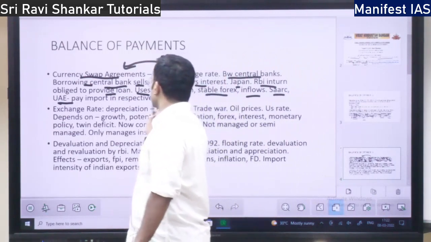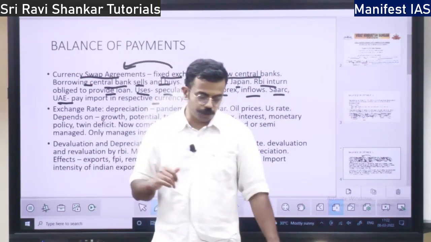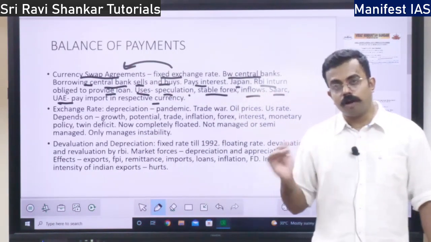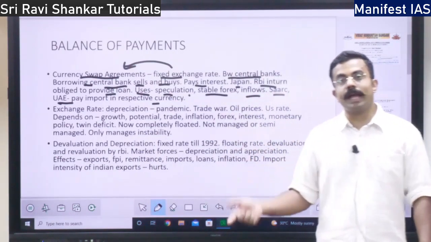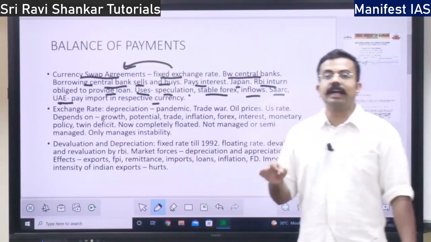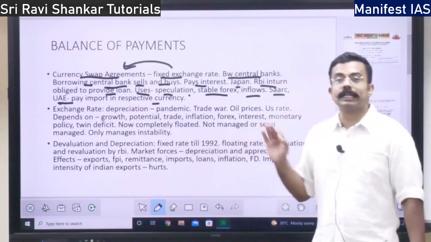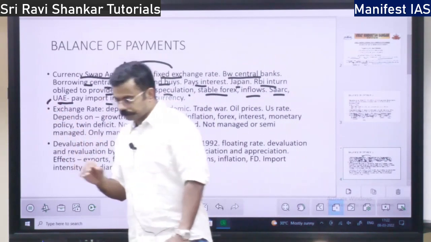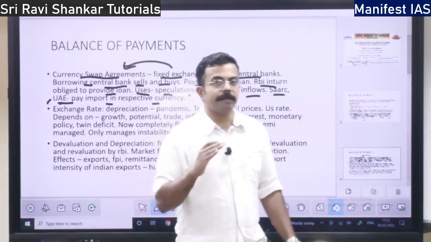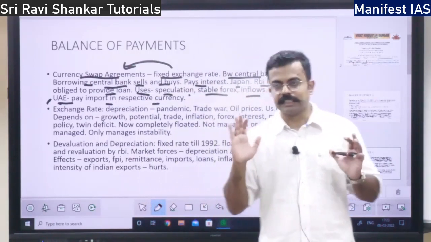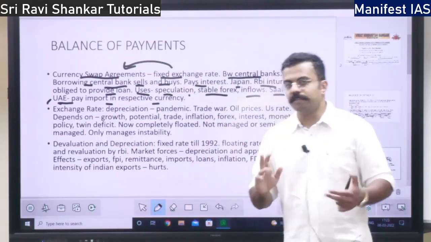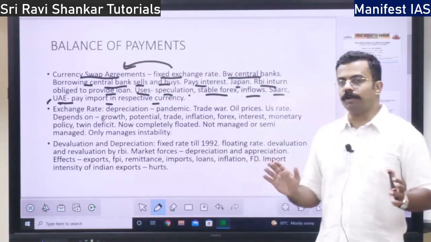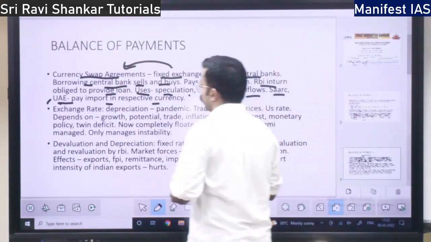So we pay for imports in the respective currency. With respect to UAE, what we do? If we import from UAE, or actually it is the other way around, UAE imports from India and they are going to pay in their own currency, not in dollars, right? So that is the concept of currency swap agreement, which means currency exchange. Japan gives us money, we are going to pay interest, and then whenever Japan wants, we will pay the loan. That is the concept of currency swap agreement.